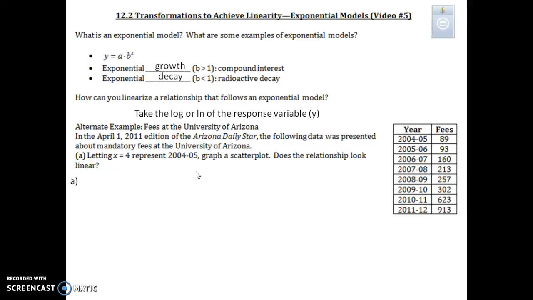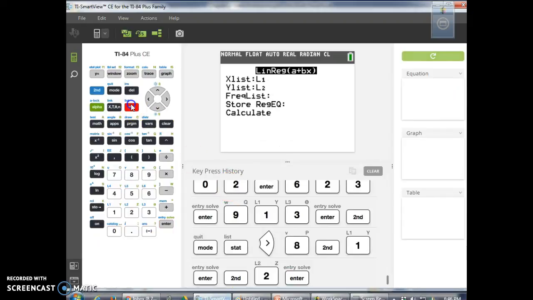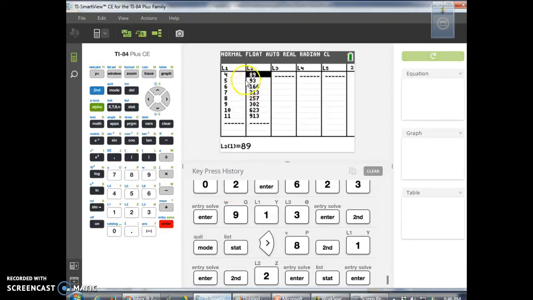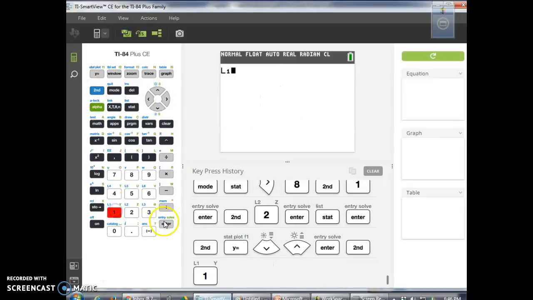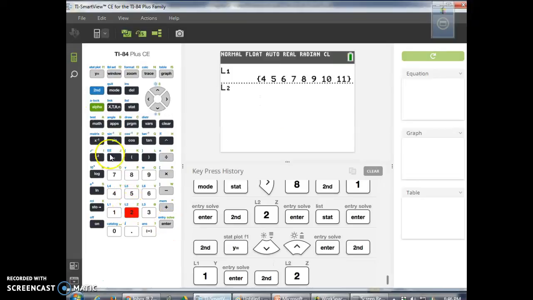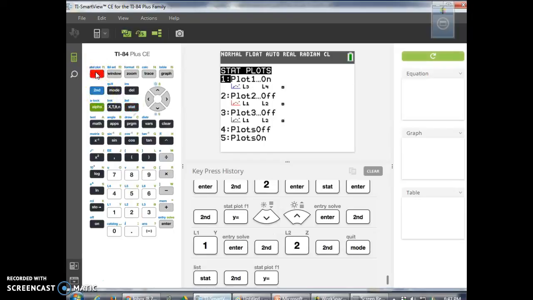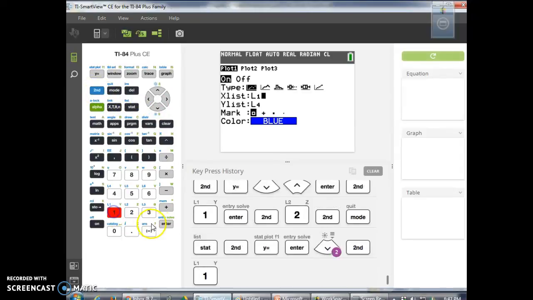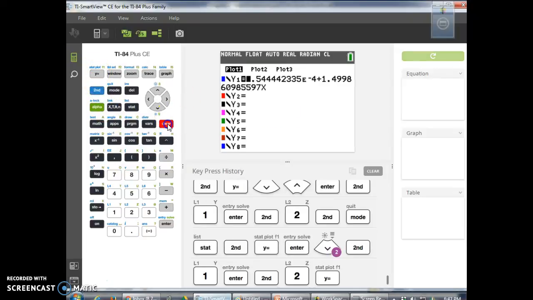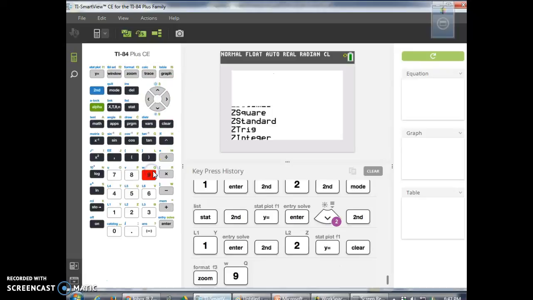So I'm going to go to my calculator and we're going to take a quick look at that. I already have my data entered in list 1 and list 2, and I want to do a scatter plot of list 1 versus list 2. So let's make sure we have everything set up. And that is not what I meant to do. So let me go back to my graph and list 1 and list 2, and then let me make sure I don't have anything in here and I have an old regression there. So zoom 9.